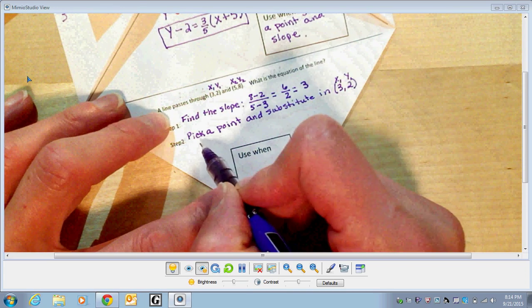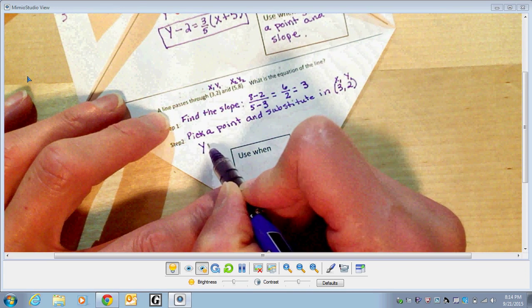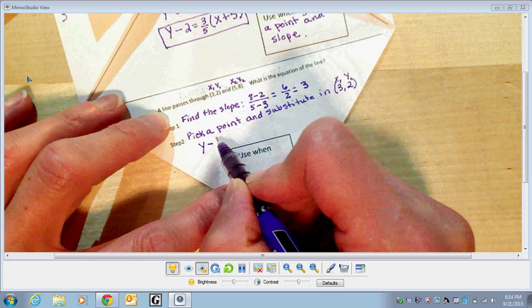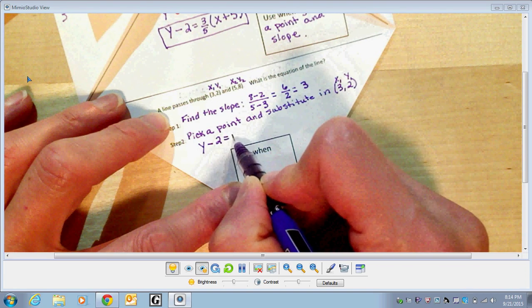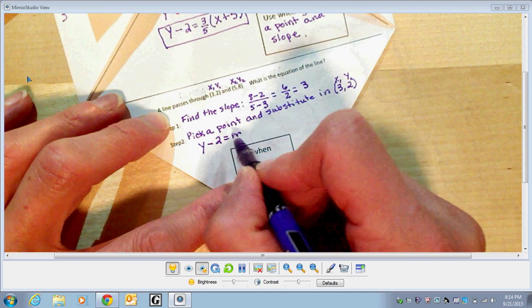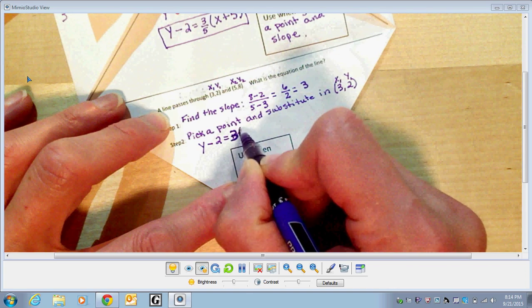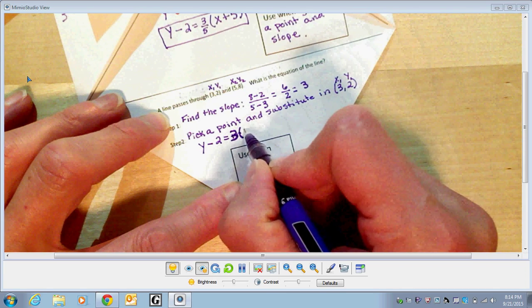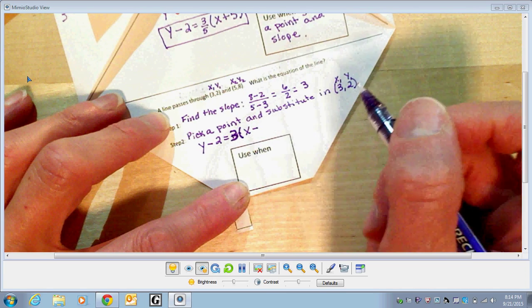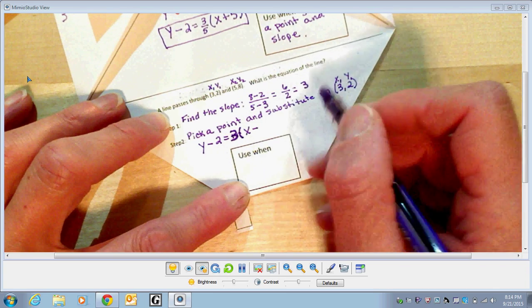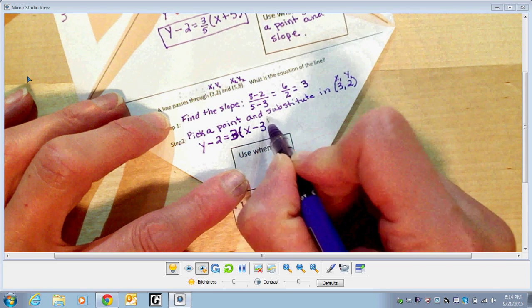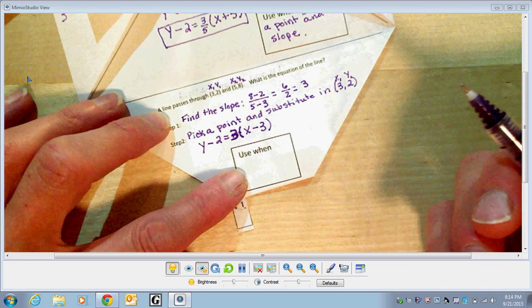So that means I'm going to have y minus y1, which is 2, is equal to my slope. Oops, didn't mean to write m, I meant to write 3. My slope times x minus x1, which is 3. So I'm done. That's it.